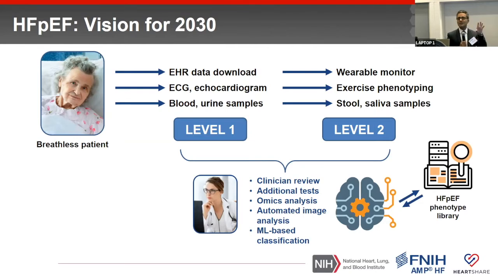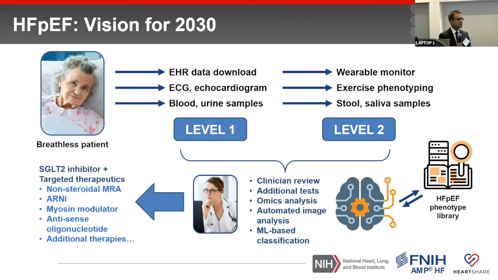They may be based on omics, they may be based on images, or a collection of these things, but they're prototypical types of HFpEF. And maybe this particular patient doesn't fit that bin and it's a new type, but we have this phenotype library that we can assess. And we use that to target patients.